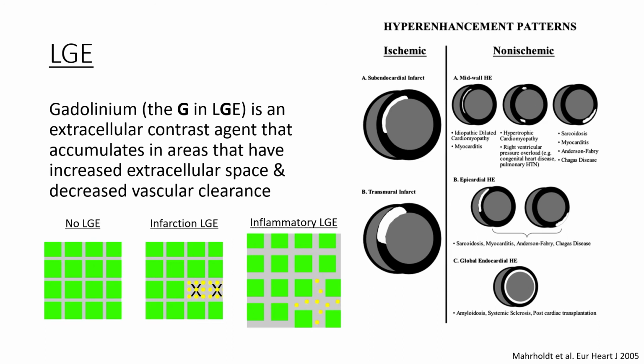In addition to the appearance, the distribution is absolutely key. The ischemic types of LGE have very typical distributions in coronary territories that are subendocardial or transmural, whereas the non-ischemic forms will have mid-wall, subepicardial, or even global subendocardial hyperenhancement patterns. I'll point to this last global hyperenhancement pattern as being particularly specific for either amyloidosis or scleroderma.